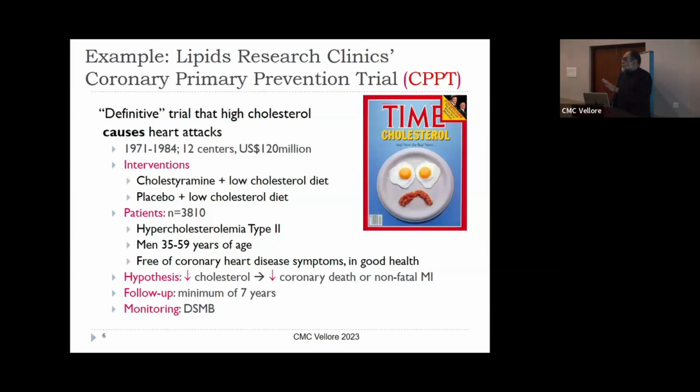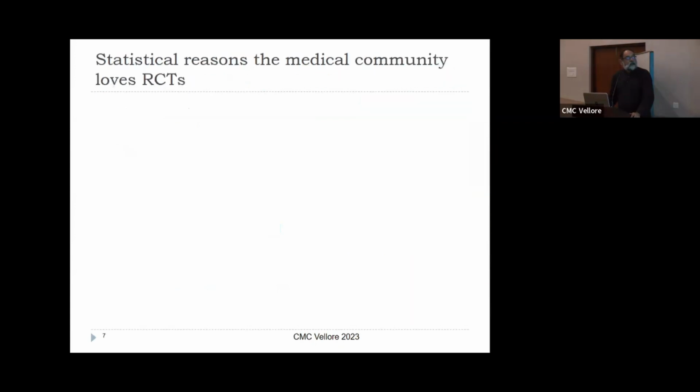We are also very, very careful about who the study results apply to. And we'll be talking about how the trial results only apply to the people you study, the type of people you study. And the inclusion and exclusion criteria is very important. All right. So statistical reasons the medical community loves RCT.